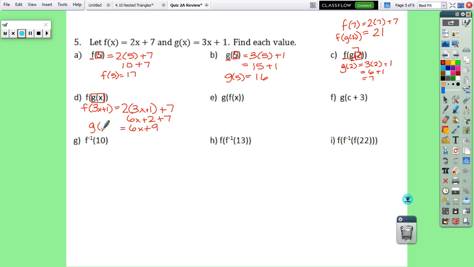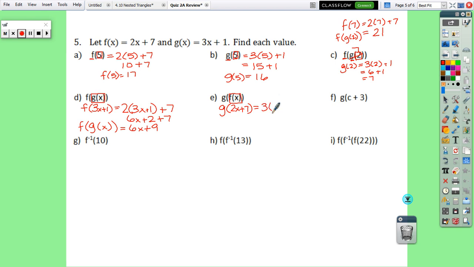So f of g of x is equal to 6x plus 9. This is just going the opposite way around. So f of x gets used as the input in the g function. So really we're saying g of 2x plus 7. So everywhere we see an x in the g function, replace it with this 2x plus 7.